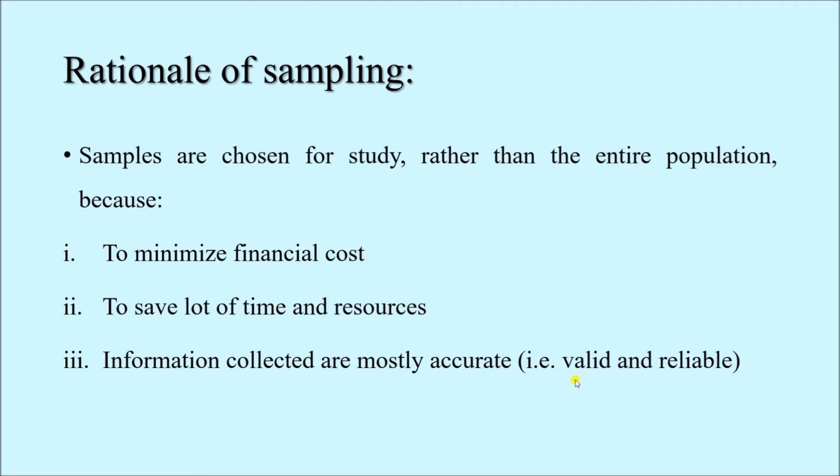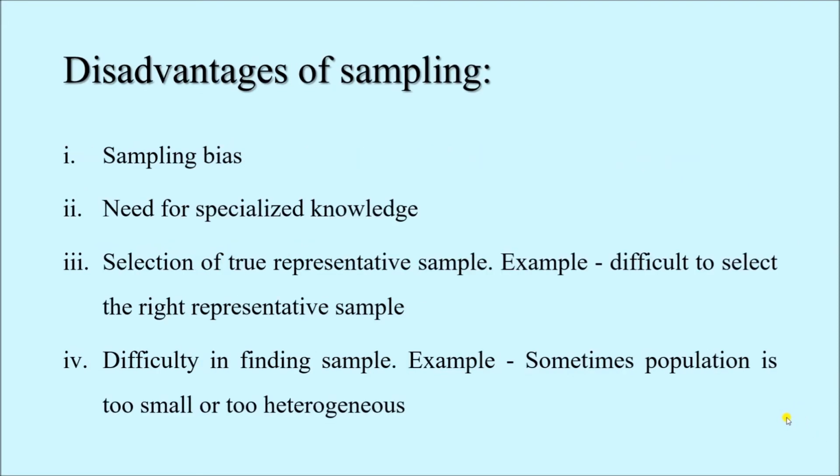We have already discussed validity and reliability in our previous videos. So whenever we take a sample, there is higher accuracy as compared to any information that we gather from the entire population. Sampling also has some disadvantages.